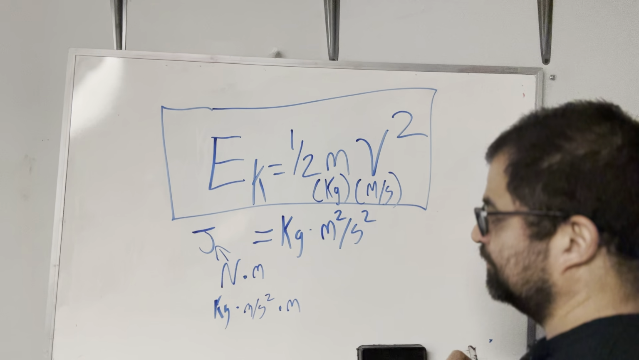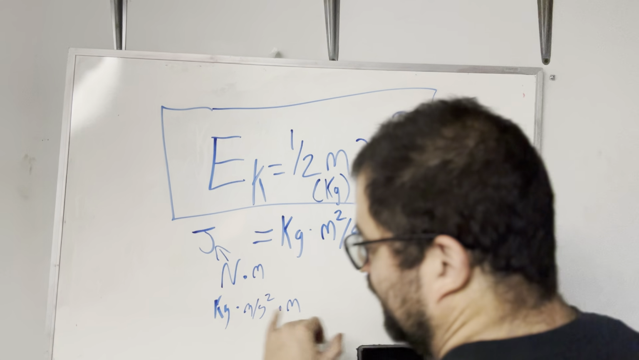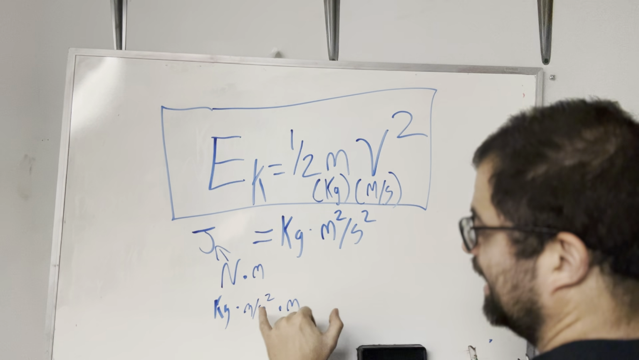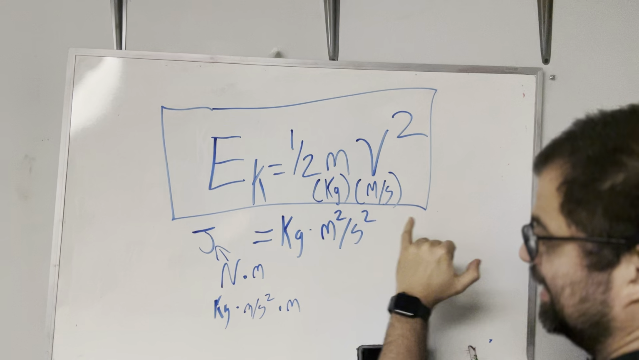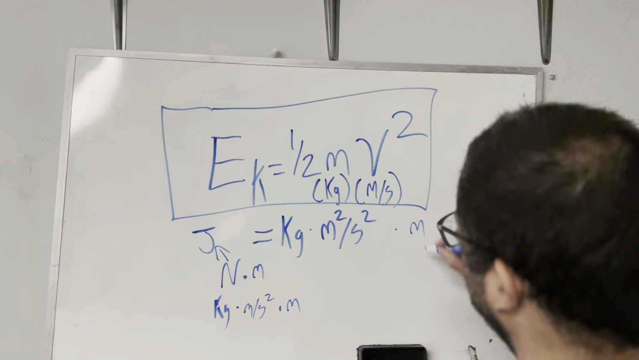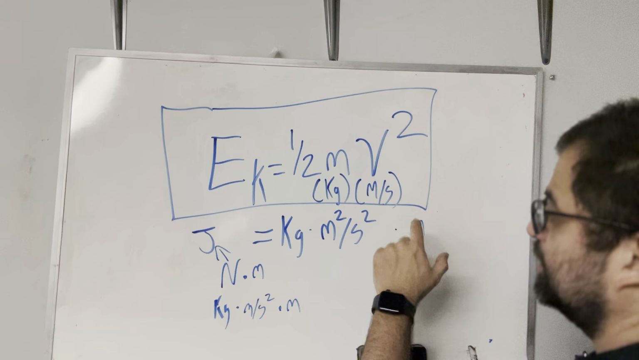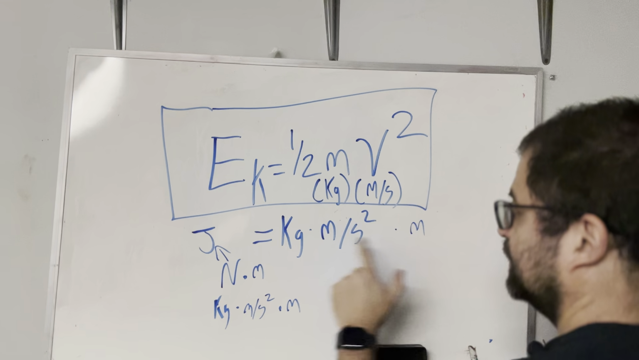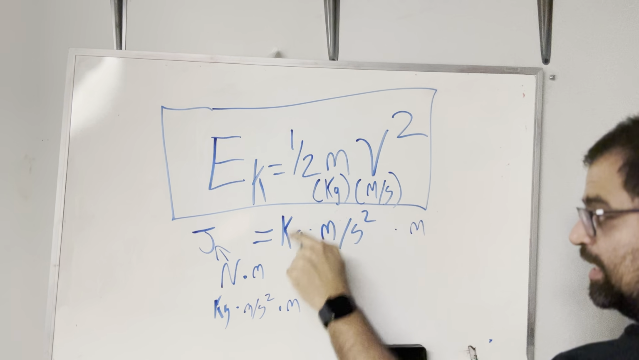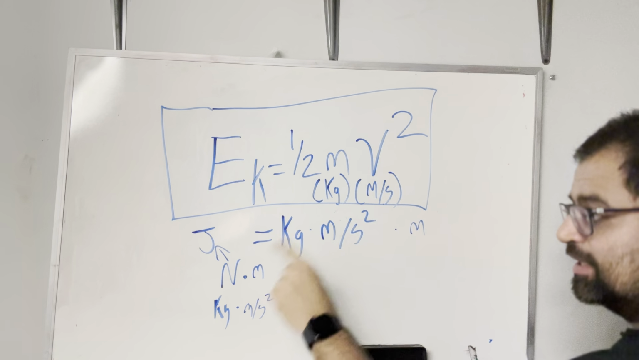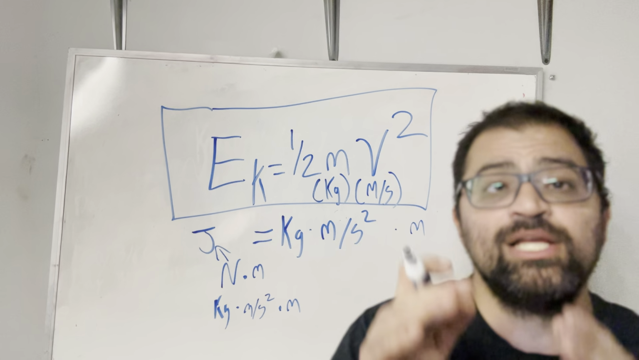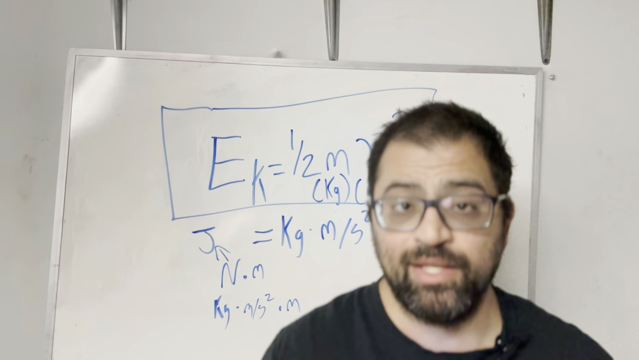How do we get that? Well, if you look there, it's not that hard to see. You've got the kilograms, you've got meters per second squared, and then you're going to multiply that by another meter. So kilograms times meters per second squared is the newton, times the meter gives you the joules. So the formula is balanced, the formula works, the formula gives you what you want.